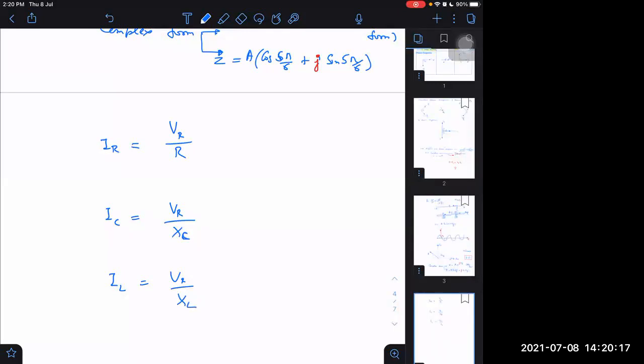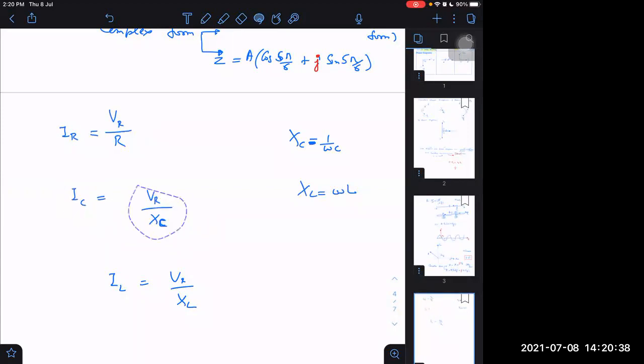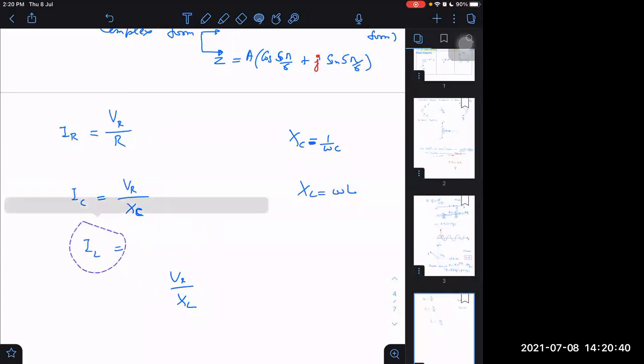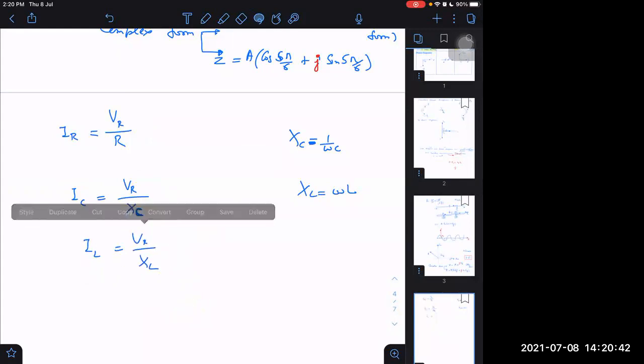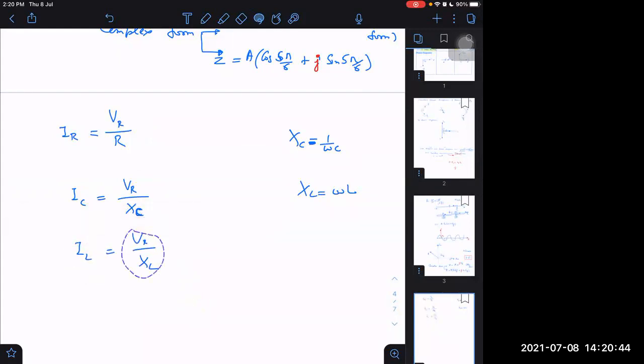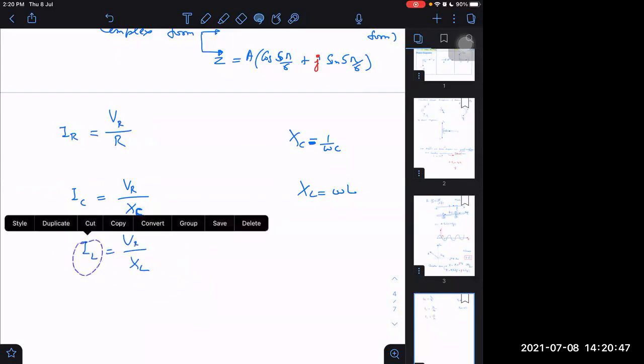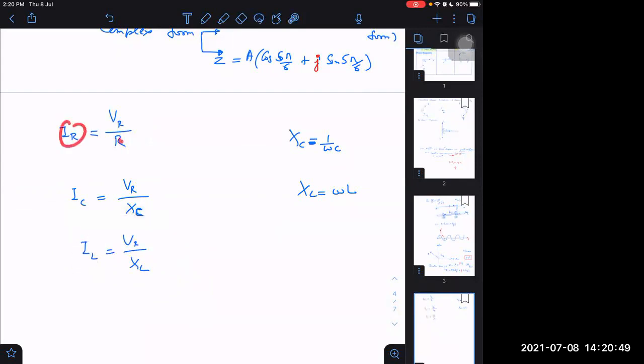Yes, sir. XC is 1 by omega C, and XL is equal to omega L. It is a good notation, but there is one problem with it. If I do it this way, is it giving us any idea of the phases? No. It is just giving us an idea of the magnitude, the amplitude. It is not giving us any idea of the phase. I want to get an idea of the phases from it.